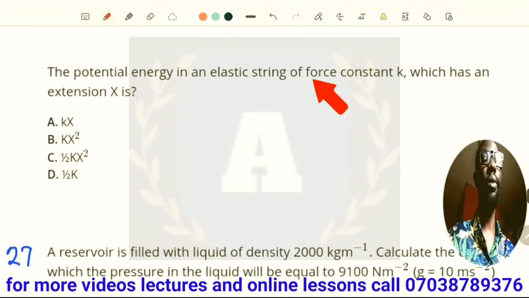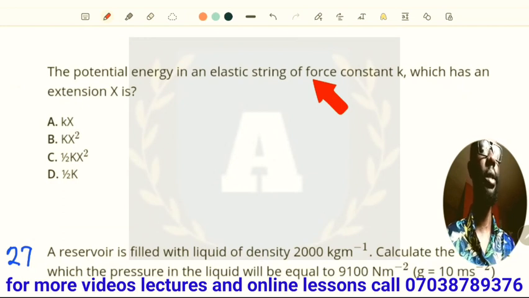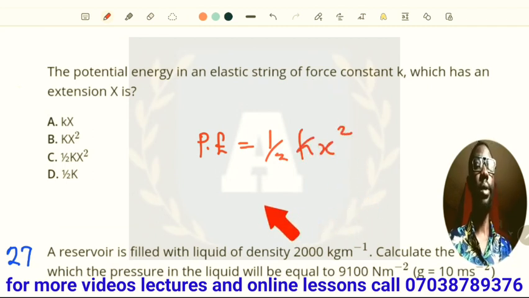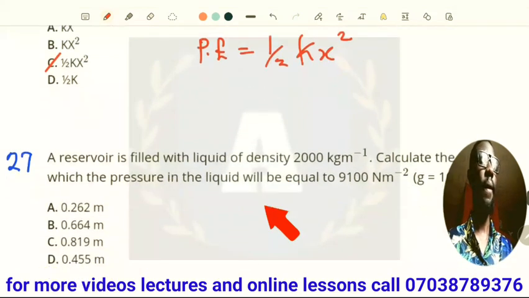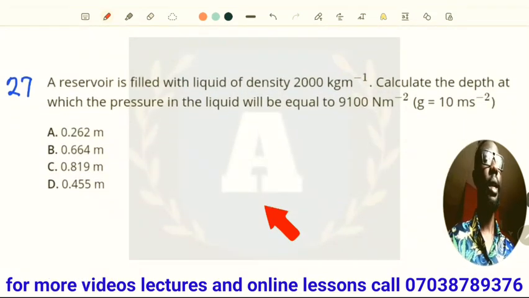Now in the next question, we have the potential energy in an elastic string for force constant K, which has extension X. So potential energy is equal to half Kx squared. So option C happens to be the correct answer there.